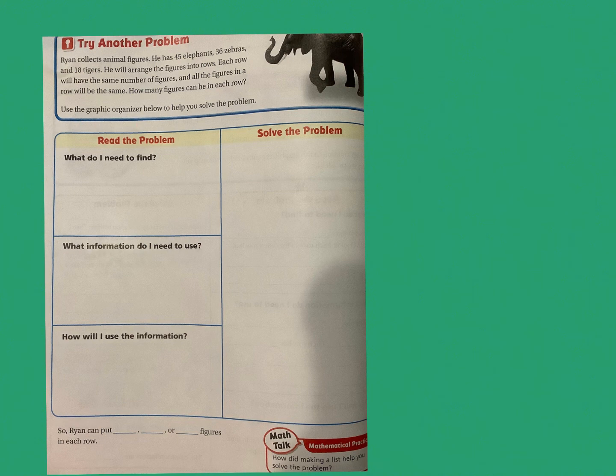We'll use the graphic organizer below to solve the problem. We need to know how many rows and how many will be in each row if we keep all the figures the same. So I've written here we want the same number of figures in each row. If there's 3 in a row, 3, 3, 3, 3, all the figures in each of the rows will be the same. What information do I need to use?